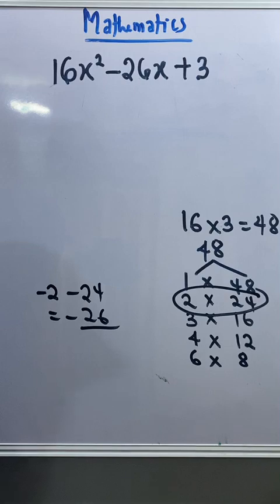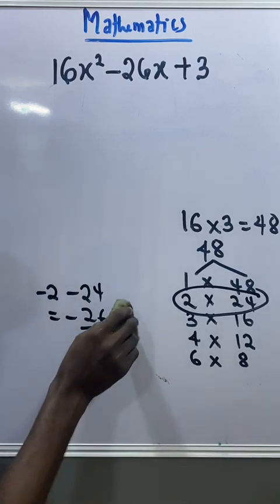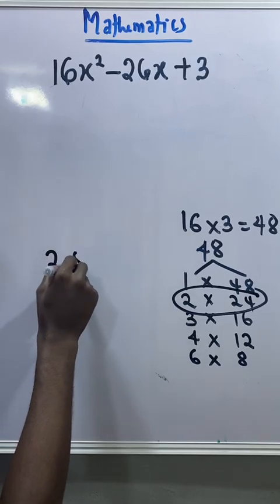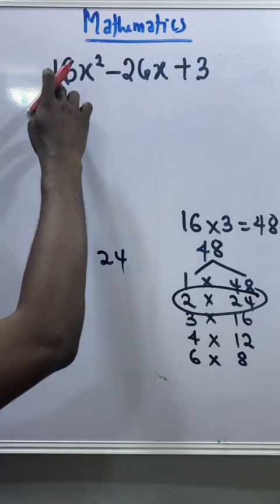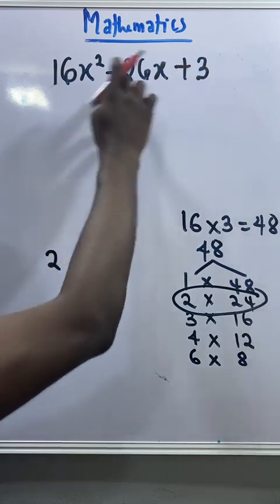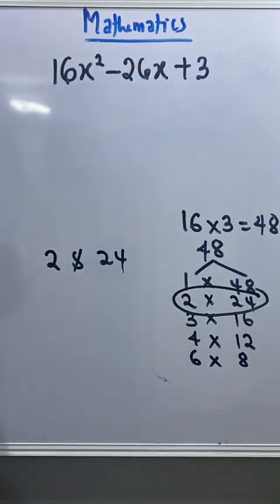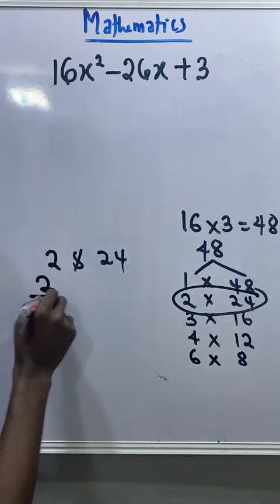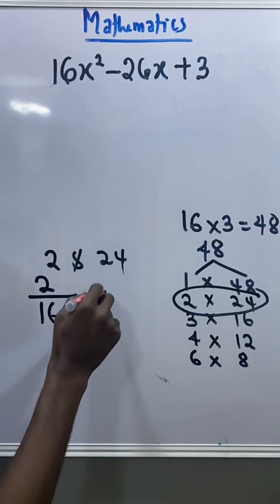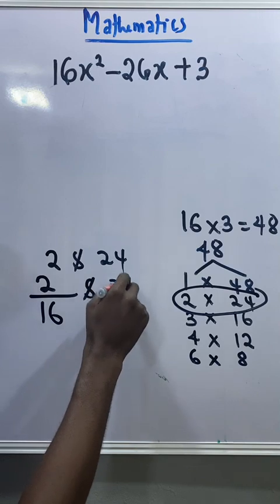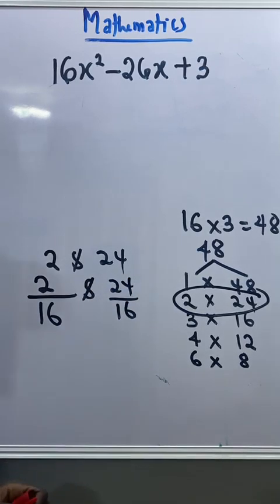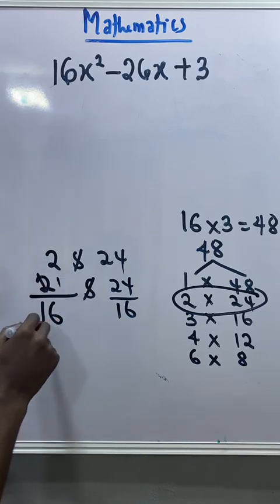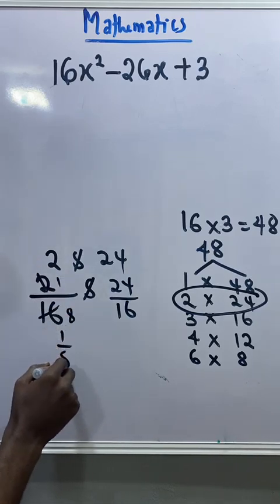Now, from here, we are using 2 and 24. I have already multiplied by 16, so I need to consider this 16 again. That means we divide both of the factors by 16. 2 divided by 16 and 24 divided by 16. We can reduce each one of them. 2 here, 1; 2 here, 8. This is 1 over 8.